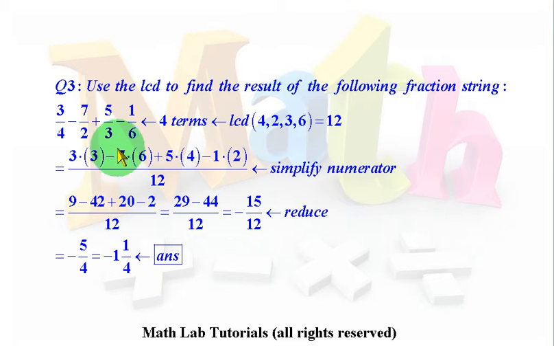Okay, now what do we do to fill in the bins? Of course, we're going to do the LCD divided by each denominator. So when we do 12 divided by 4, we get 3. Drop it inside the bin. 12 divided by 2, you get 6. Drop it inside the bin. 12 divided by 3, you get 4. Drop it inside the bin. 12 divided by 6 is 2. Drop it inside the bin.